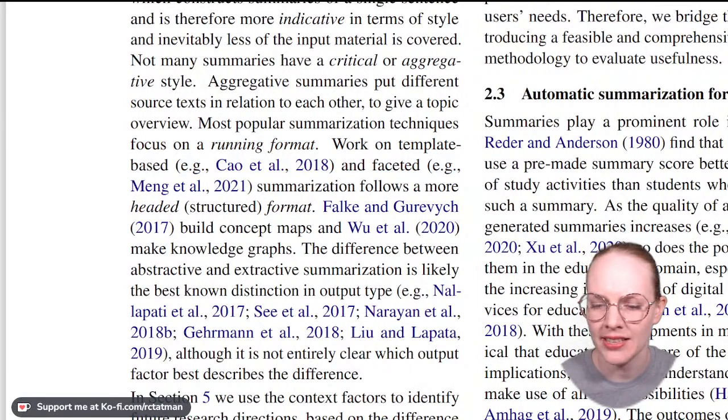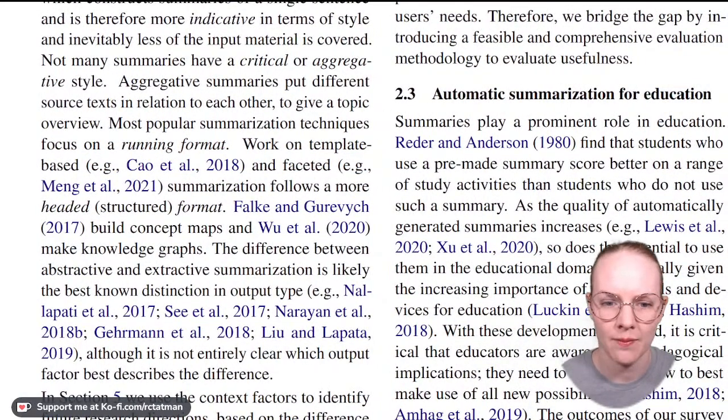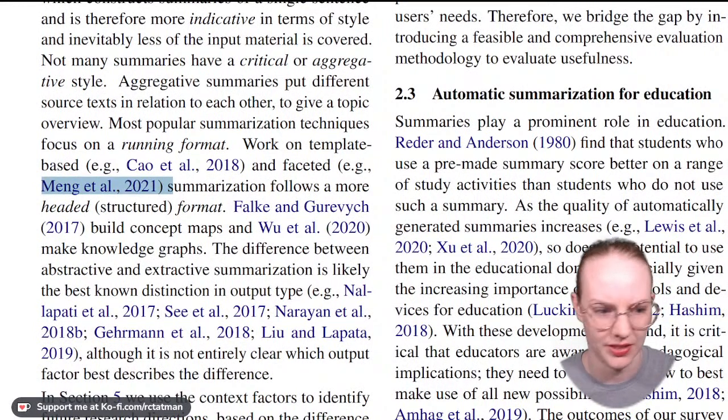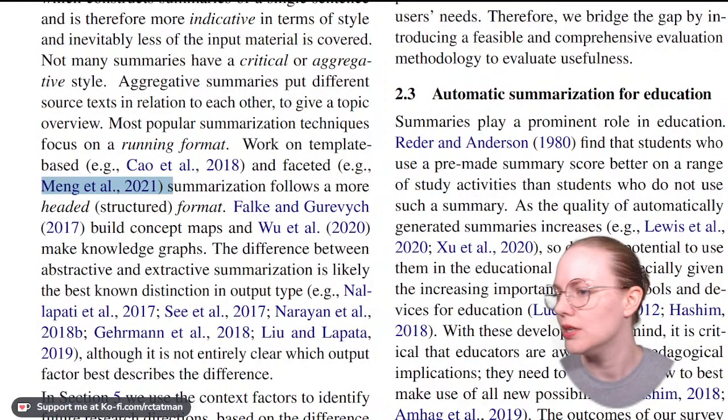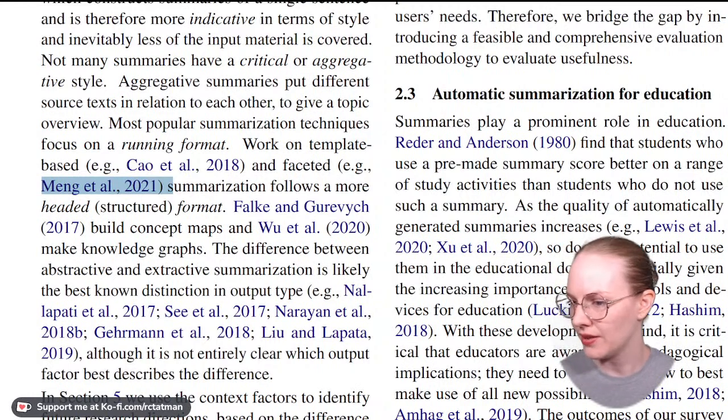Not entirely sure what faceted is. Looks like it might have come out pretty recently and I haven't run across it quite yet. So if you're interested, this is the citation for that. Oh, actually, let me pop the link to the paper in the chat as well, in case you would like to check it out. Oh, there we go.